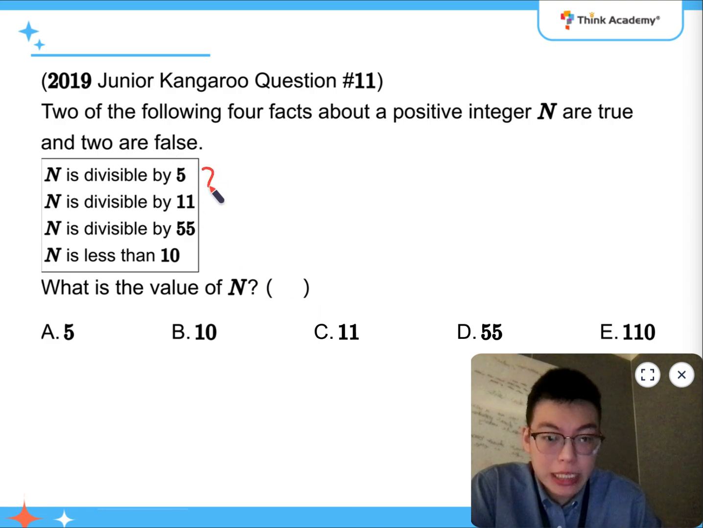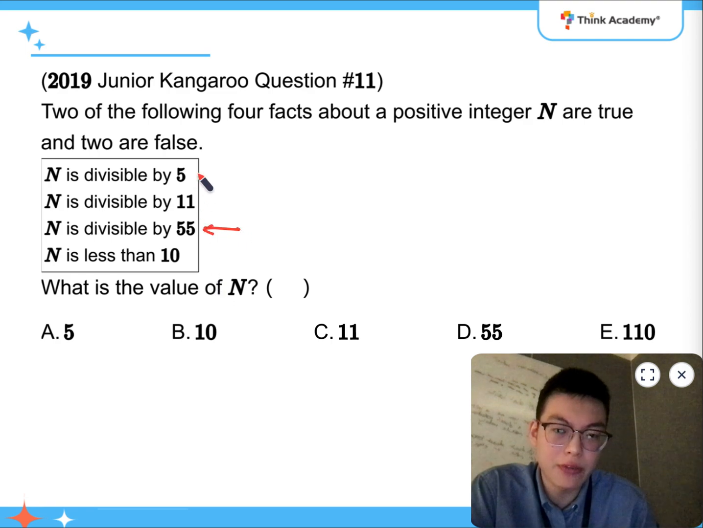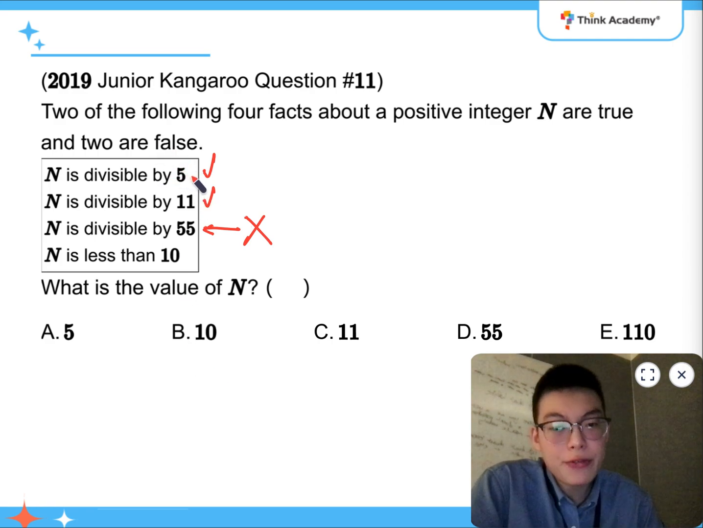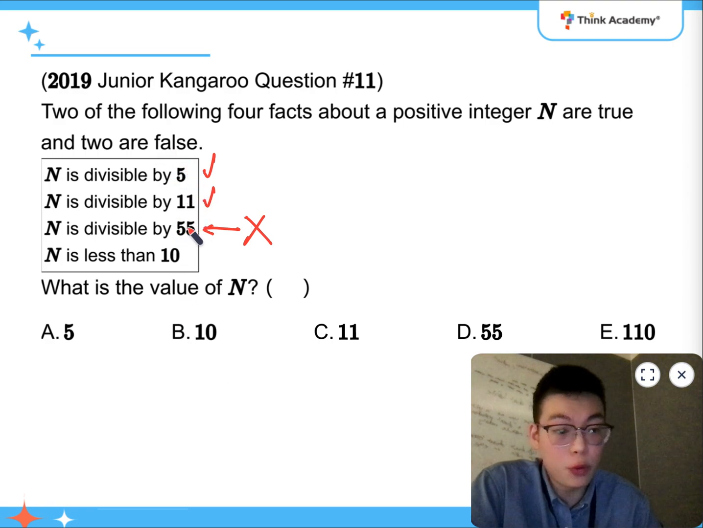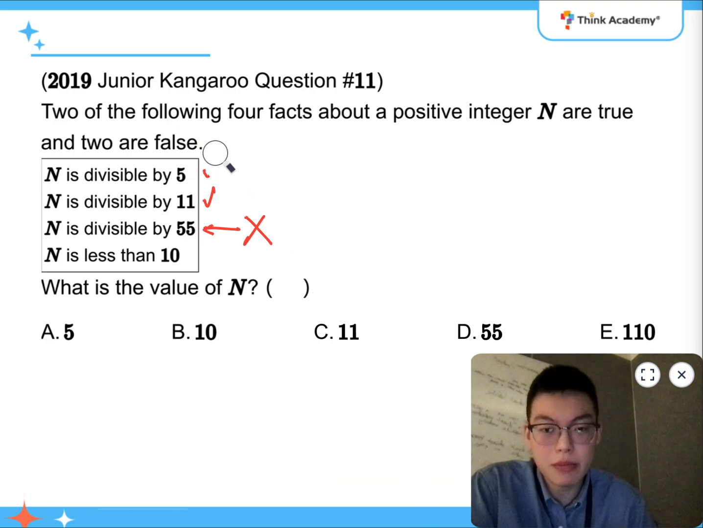For the first three sentences, they are very much related. If n is divisible by 55, it means that it has to be divisible by 5 and 11. So three of them would be correct at the same time if the third one is correct, which means that the third one cannot be correct. So this is a false statement. And if the first two are true, the third one would be true as well, because if anything is divisible by 5 and 11, there's no reason it can't be divisible by 55, right? So it means that for the first two statements, it's one true and one false.